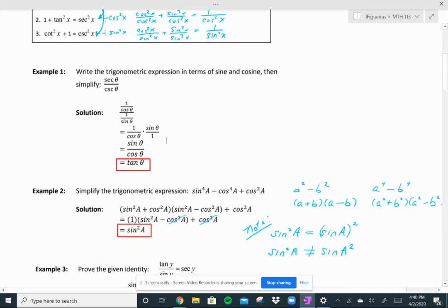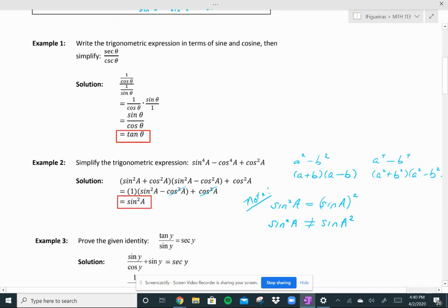All right, so let's do another one. So we have sine to the fourth of A minus cosine to the fourth of A plus cosine squared of A. And the directions just say to simplify.